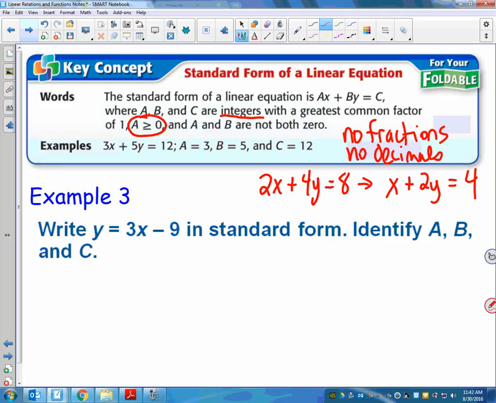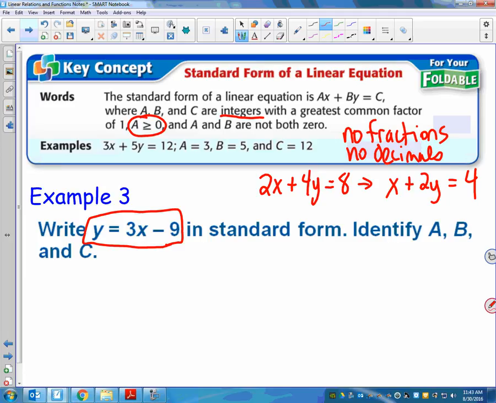So, example 3 says, write in standard form, identify A, B, and C. You don't have to identify A, B, and C on your Socrative thing. But I'm going to do this one with you. Put this in standard form. You have options here. As long as x and y are on the same side, x is positive, and there are no fractions or decimals, you're in standard form. For me, I always look at the x, and if x is already positive, I'm going to keep x where it is. If x is negative, I'm going to move it to the other side or divide by a negative.